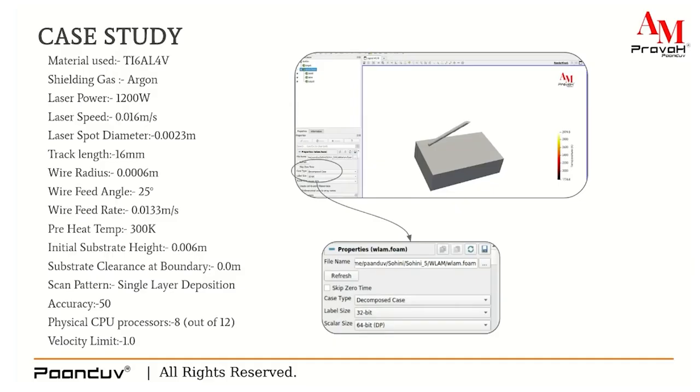So this is the ParaView visualization. As you can see, this is for the initial time step, where the simulation has just started and the melt pool is not yet created. You can obviously see.